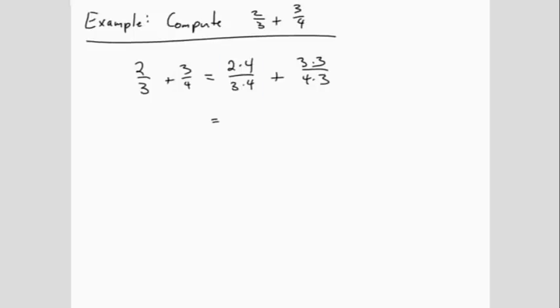When we do the arithmetic, we get 8/12 plus 9/12. Now that they have the same denominator, we can just add. 8 plus 9 is 17. The answer is 17/12.